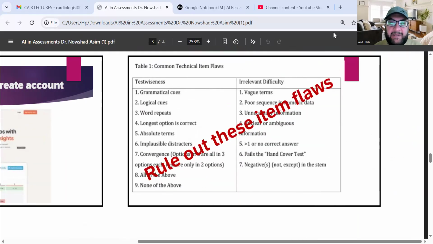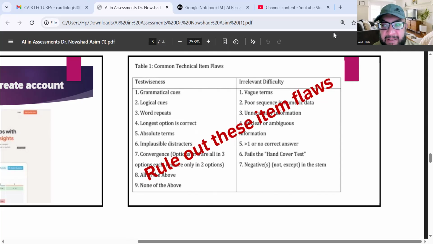And there are common technical item flaws like test wiseness, grammatical cues, logical cues, word repeats, longest option is always correct, absolute terms, implausible distractors, convergence. All of the above and none of the above are test wiseness like things, and often students lead to the right answer by using these clues.